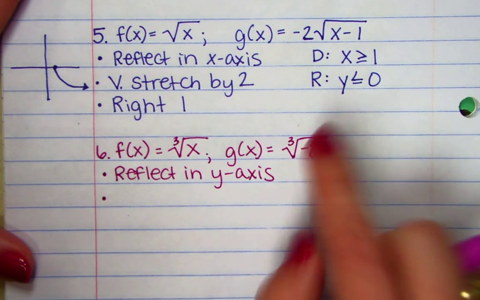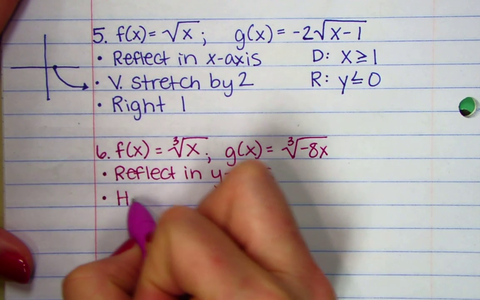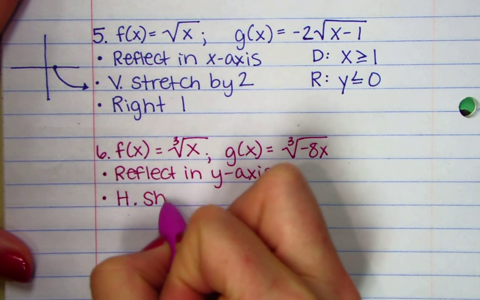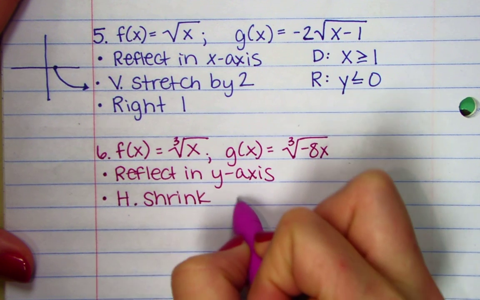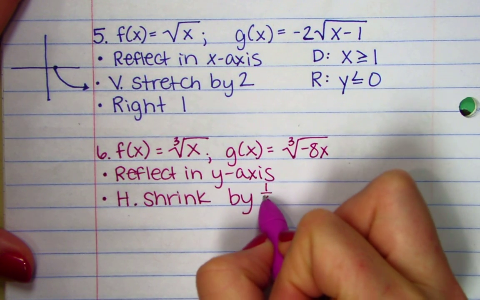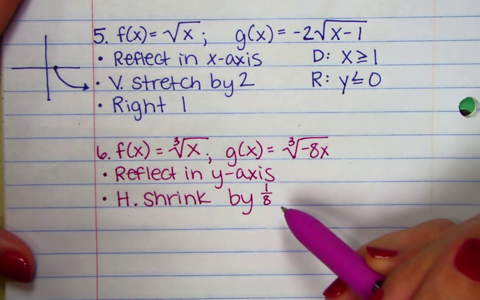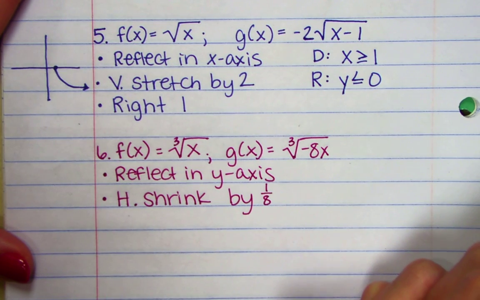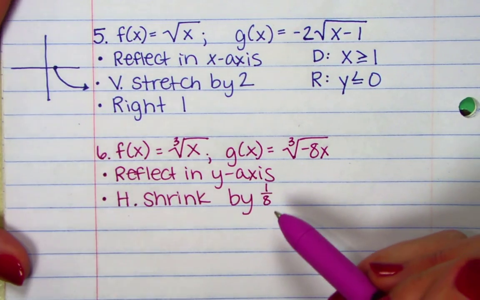Since it's underneath, remember that's going to be horizontal, and horizontal is the funky one. It's going to be horizontal shrink by what? Not by 8, but by 1/8. Remember, horizontal is the one where you got to flip the fraction. It's just kind of funky. So horizontal shrink by 1/8.